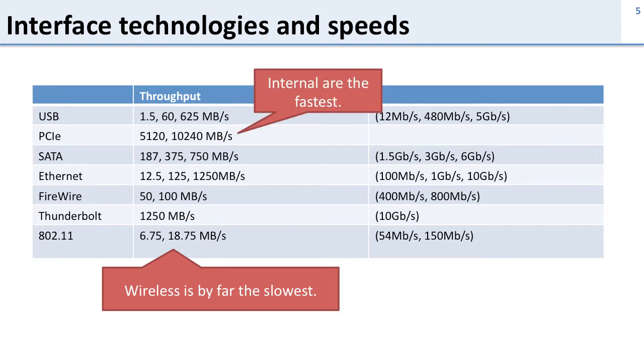You can also notice on the other extreme that internal devices are the fastest. PCIe is inside the machine, and it is far faster than any of these other standards. The reason for that is it has very short wires because it's inside the computer, so you can make those wires go very quickly.